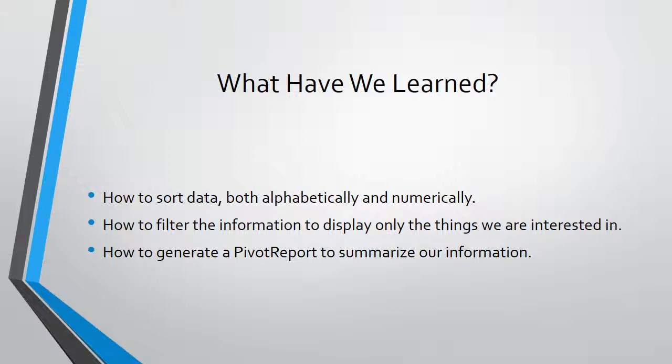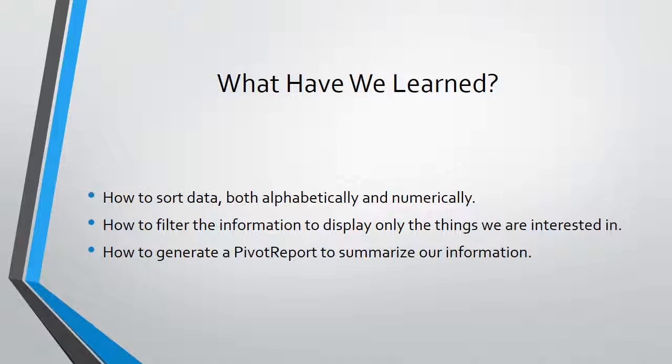So what have we learned in this tutorial? Hopefully we now know how to sort data at a basic level, both alphabetically and numerically. We can take a column and sort it from A to Z or from highest to lowest. We now know how to filter the information to display only the things we're interested in.